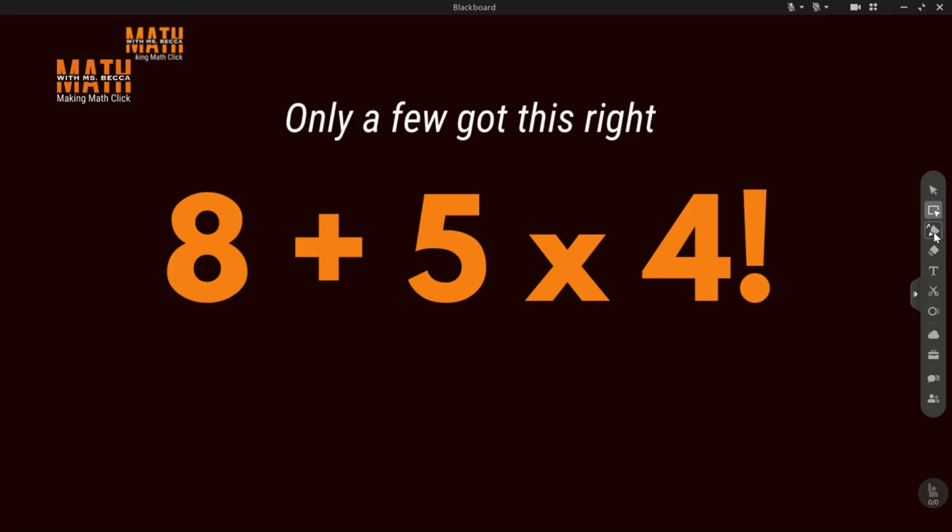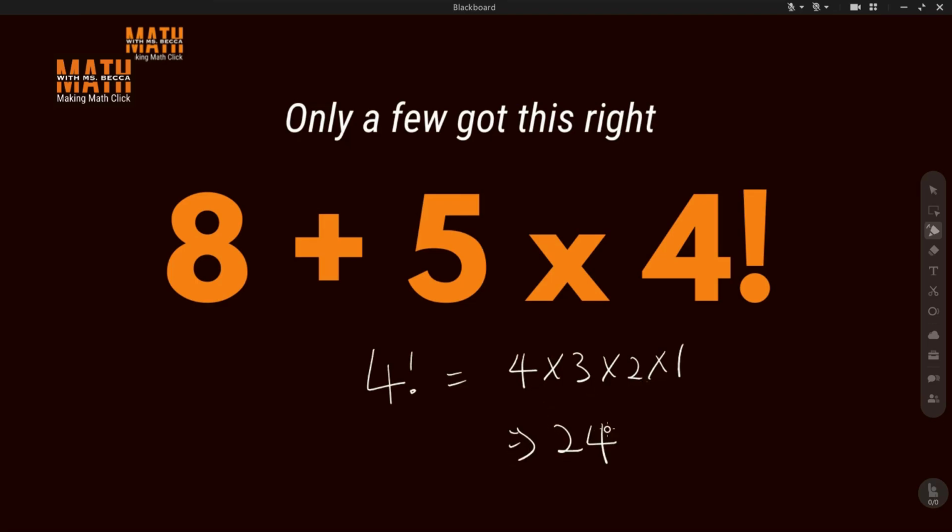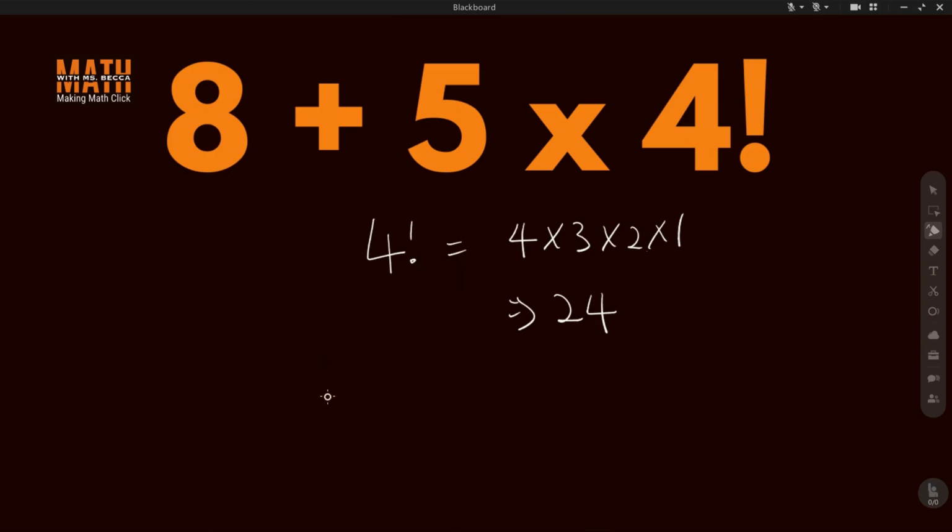Now, what does 4 factorial mean? 4 factorial means 4 times 3 times 2 and then times 1, and this will give 12 times 2, that's 24. That being solved, we can now put it back into the given question.